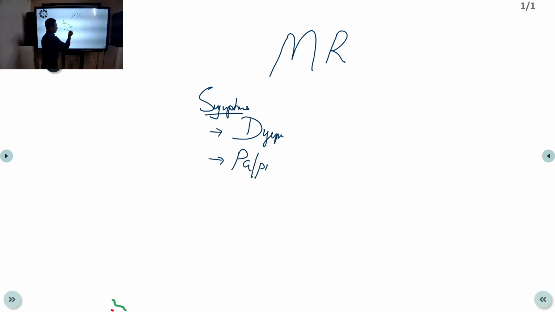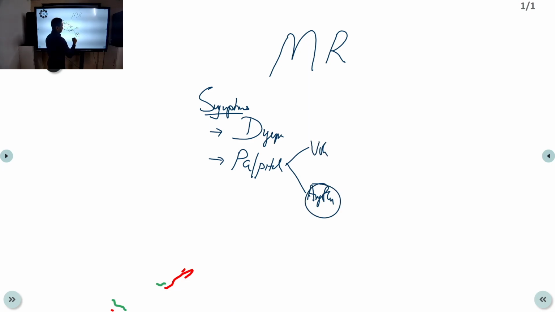Second, you can have palpitations. There are two types of palpitations that a mitral regurgitation patient can have. One is due to mitral regurgitation itself: on exertion, the patient develops fast regular palpitation. Two, palpitation due to arrhythmias, that is, paroxysmal irregular spontaneous onset palpitations, for example atrial fibrillation. So palpitation due to the volume overload condition, and palpitation due to arrhythmias.